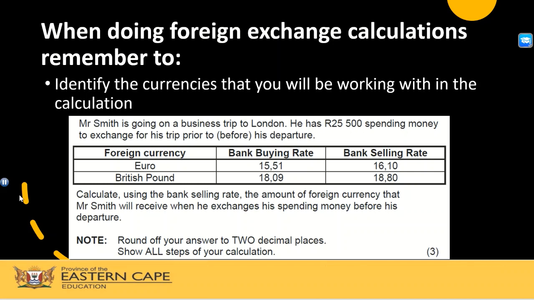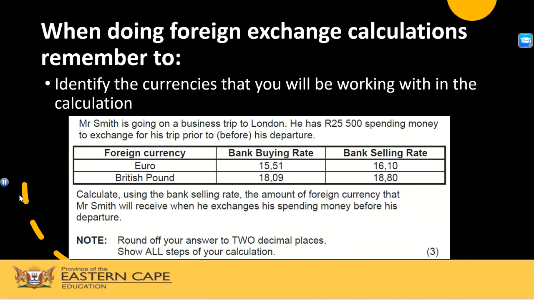So if you take a look at what is on the screen at the moment, you will see that the two foreign currencies that we are given, the one is the euro, the second one is the British pound. Remember from the previous lesson, the euro is used by 19 different European countries, and the British pound is used by the United Kingdom, which is made up of England, Scotland, Wales, and Northern Ireland.